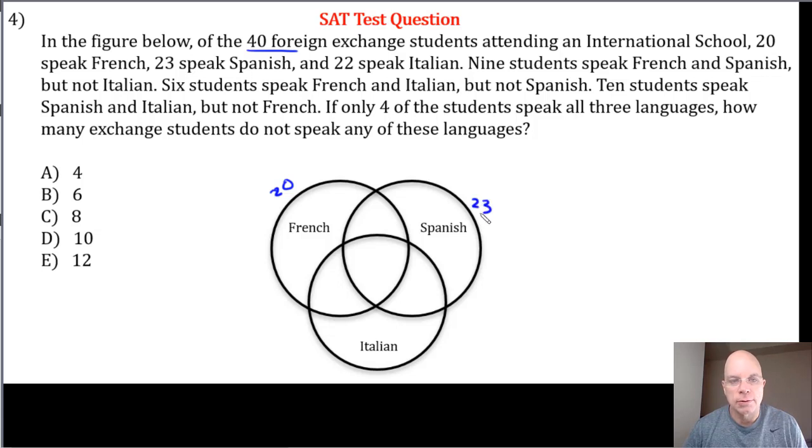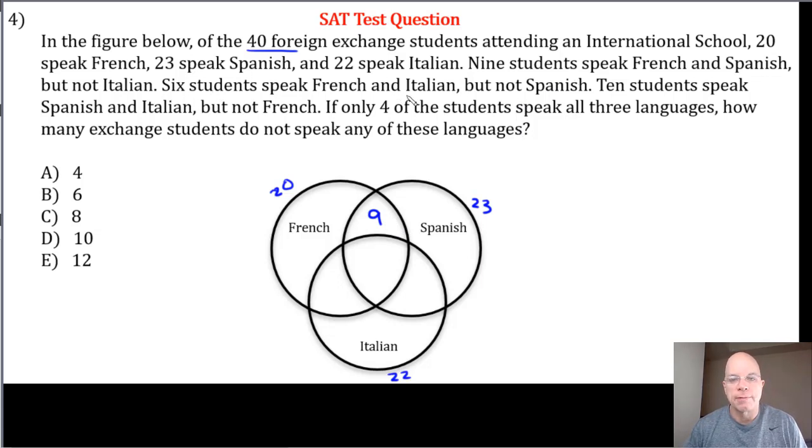23 speak Spanish, so I'll do the same thing here, and 22 speak Italian. We just know that once we've categorized all of the foreign language speakers into these different sections, they should all add up to 20 for the French circle. The next clue says 9 students speak French and Spanish, but not Italian. All of the students who speak French and Spanish are in this section. The ones that speak Italian also are in this section. The ones that speak French and Spanish but not Italian are in this section. So I can place that 9 directly right now.